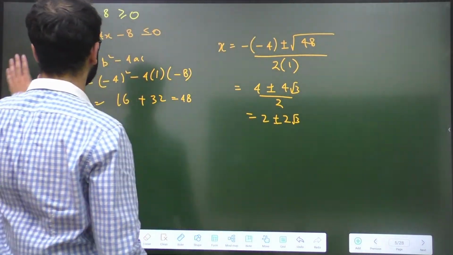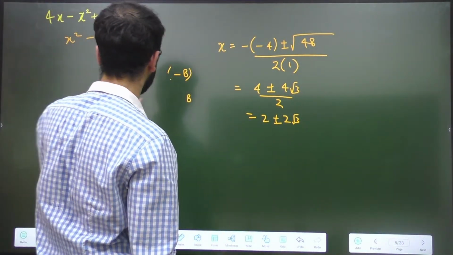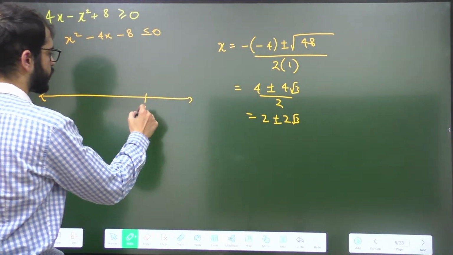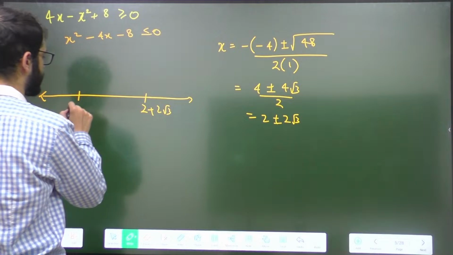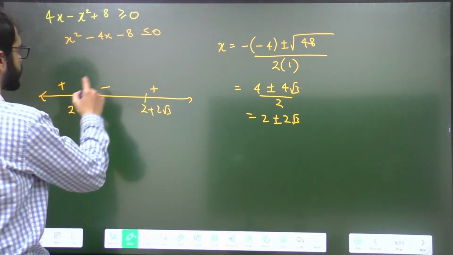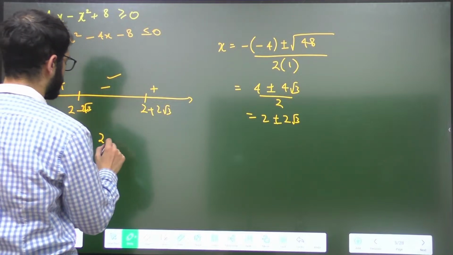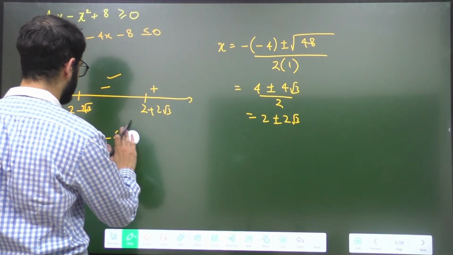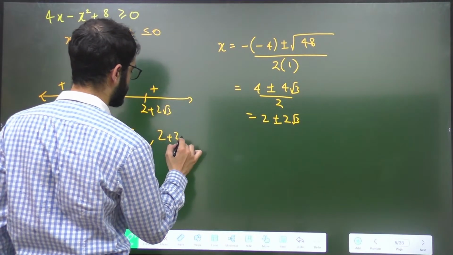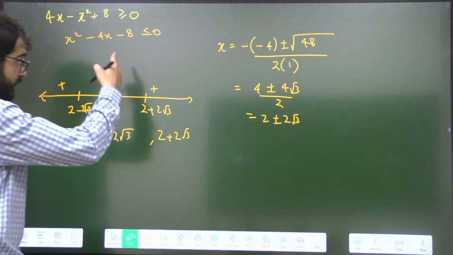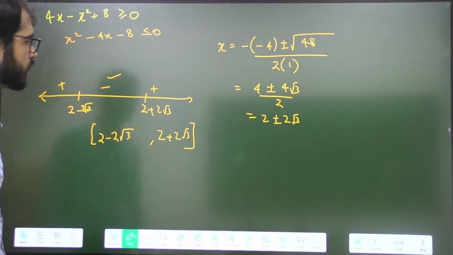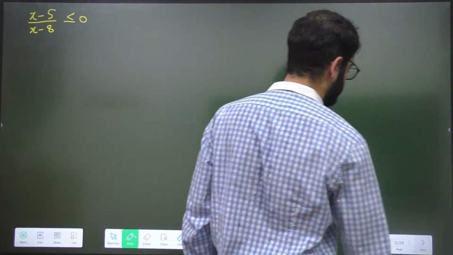These are going to be the two roots of the expression, and if I try to plot this on the number line, I'll get two values. One value will be 2 plus 2 root 3, another value will be 2 minus 2 root 3. Positive, negative, positive. Negative values are included, so the final answer will be 2 minus 2 root 3 to 2 plus 2 root 3. And since there is an equality sign, I will have to put a closed interval for the answer. Let's move forward to the next question.